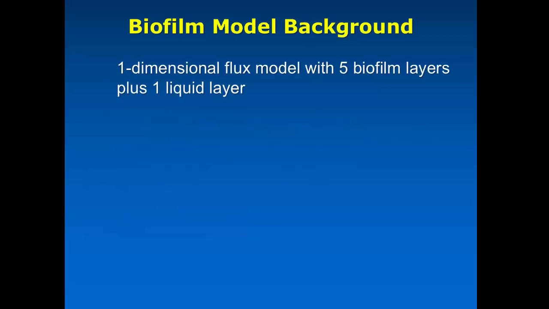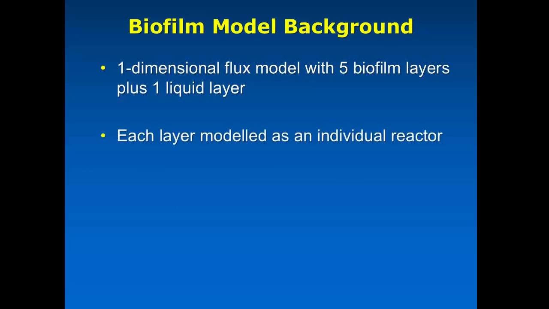Okay, so in GPSX we have a biofilm model that's used across a number of different types of objects. Essentially that's a one-dimensional flux model with 5 biofilm layers and 1 liquid layer. So in different objects, different unit processes, this is configured in different ways, but essentially it's more or less the same approach across all of the different units that have biofilm in them.